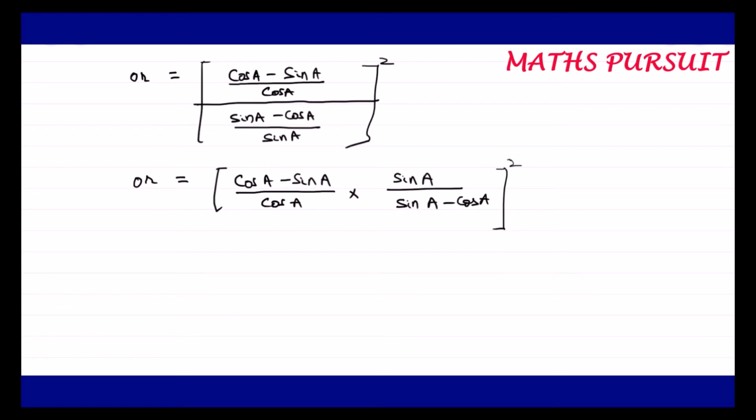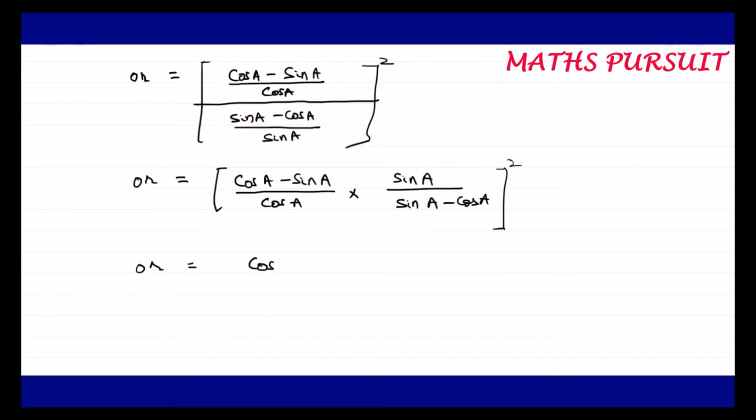Now guys, in this particular step, here we have sin A minus cos A in the denominator, and in the numerator we have cos A minus sin A. So let us convert this sin A minus cos A in the denominator to cos A minus sin A. That means whatever is positive, here sin A is positive and cos A is negative, let us reverse their positivity and negativity. How will we do that? We can do that by multiplying by -1 in the numerator as well as -1 in the denominator.